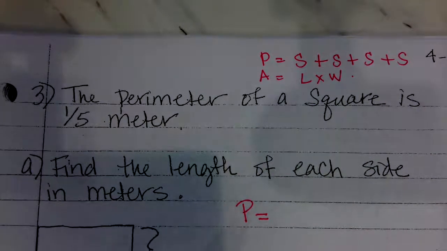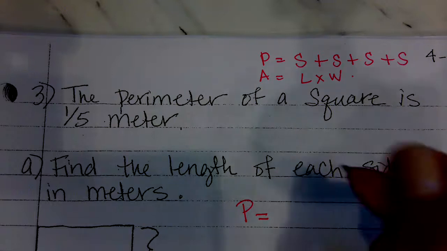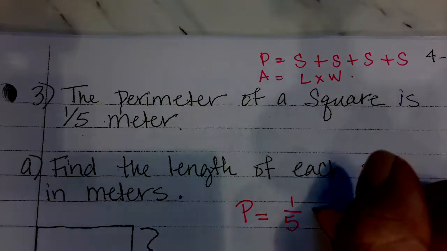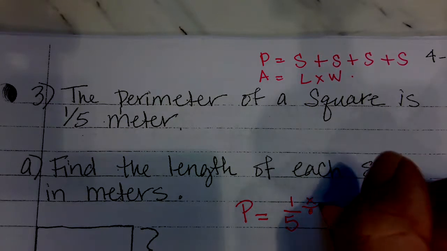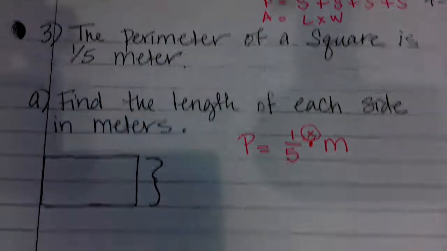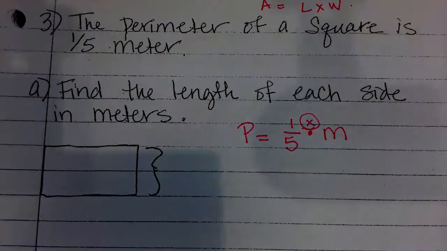So all the way around is equal to 1/5 of a meter. Remember that, a meter. So the perimeter of this rectangle is 1/5 of a meter. So how can we solve this? What do you think?